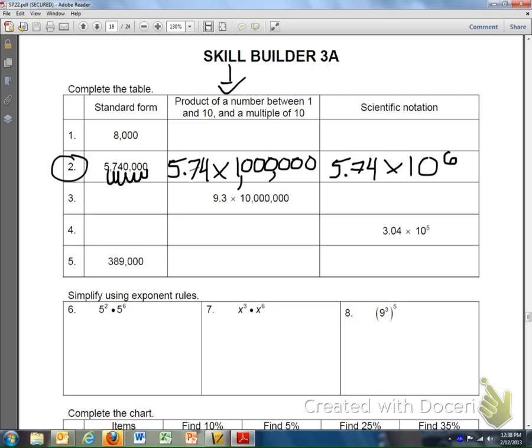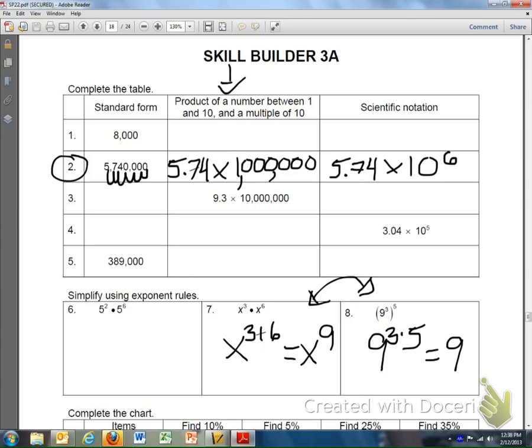Let's take a look at a couple of these down here at the bottom. I'm going to help you with 7 and 8. This is x to the, and when it's multiplied, you're going to add your powers together. That's to the 3 plus 6 power. 3 plus 6 is 9. And then this other one, it's 9 to the 3 times 5. So you don't add those, you multiply them. That's 9 to the 15th. So use those as your examples. That's 7 and 8.